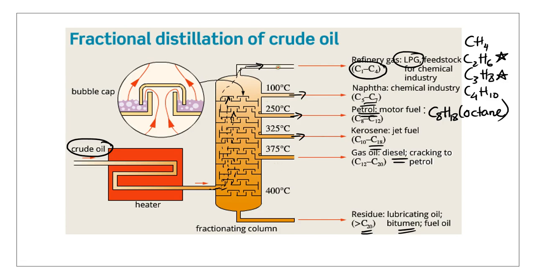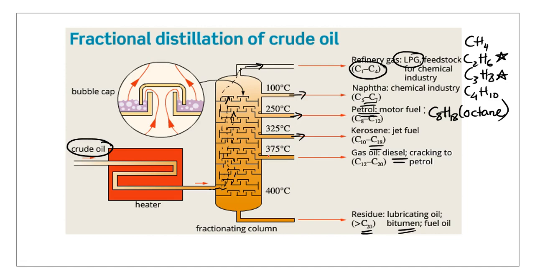So you start at a low temperature, and then around 100 degrees when you get C5 to C7, 250 degrees when you get petrol, and then 325, 375. These are the boiling temperatures of these alkanes.